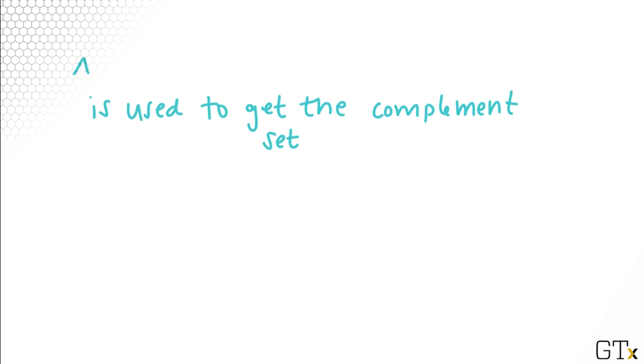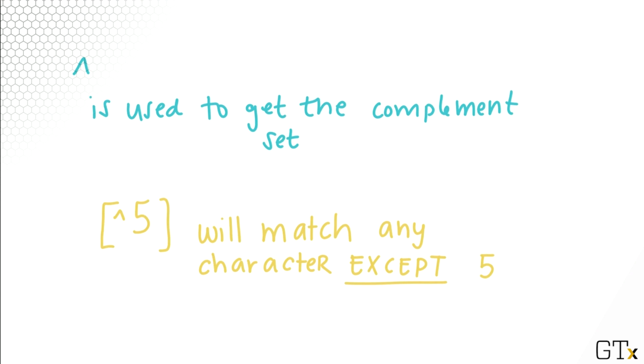The second metacharacter that is important to discuss is the caret key. When used with square brackets, it is used to get the complementing set. For example, the caret key in conjunction with the number 5 and square brackets will match any character except the number 5. The next metacharacter to discuss is the backslash.